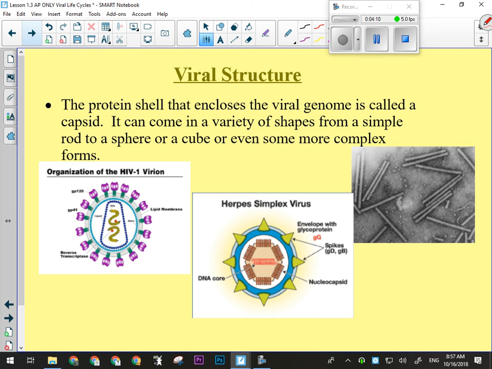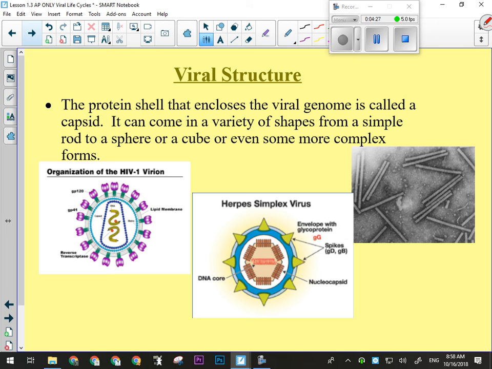Okay, so the protein shell that encloses the viral genome. Genome means your genetic material. Your genome is inside of every nucleus of your cell. It's all of your genetic material. That's called a capsid. It comes in a variety of shapes, from simple rods and spheres to cubes or even more complex forms.